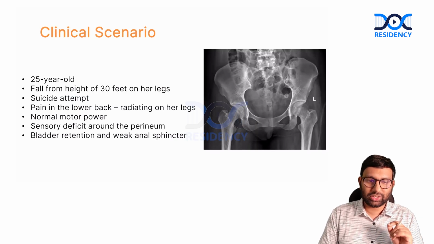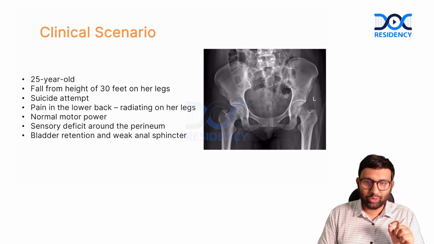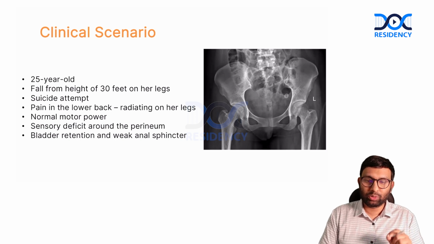So we had this patient coming to our casualty, a 25-year-old lady. She had a fall from height, 30 feet, directly on her legs. It was a suicide attempt. There was pain in the lower back when she presented to us. She had radiating pain in her legs, normal motor power, sensory deficits around the perineum, and the patient had bladder retention and weak anal sphincter.